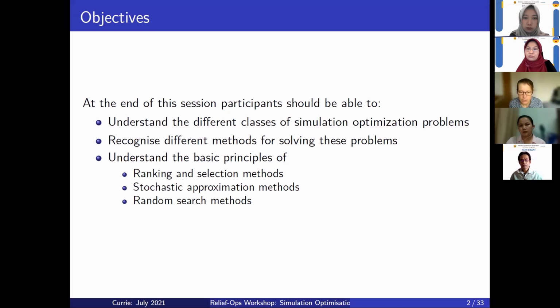And then random search methods. These are heuristic methods which you would use to find a good solution. So you're not using exact methods, you're using something which takes into account, say, the structure of the problem. I won't be saying a huge amount about random search methods. I'll be focusing on the previous two in what I talk about today.